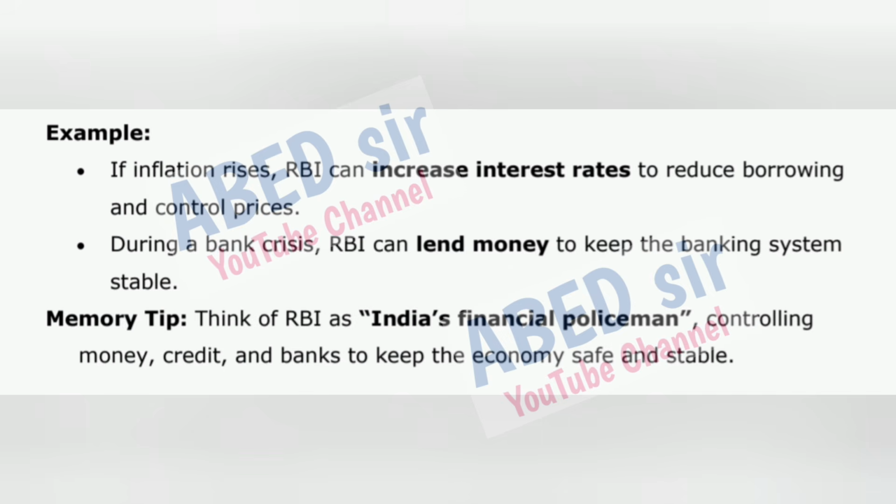Example: if inflation rises, RBI can increase interest rates to reduce borrowing and control prices. During a bank crisis, RBI can lend money to keep the banking system stable. Memory tip: think of RBI as India's financial policeman, controlling money, credit, and banks to keep the economy safe and stable.